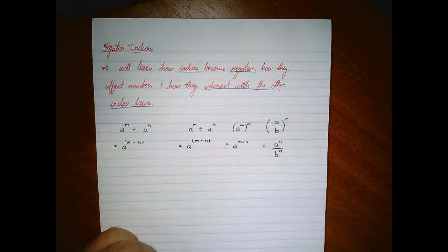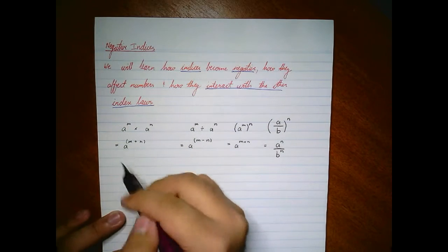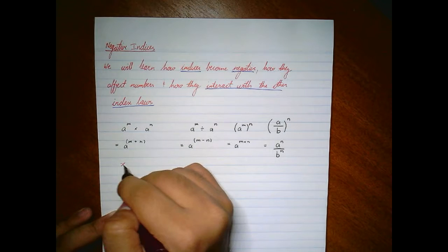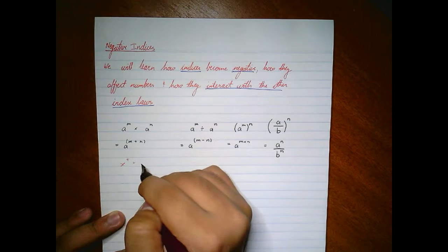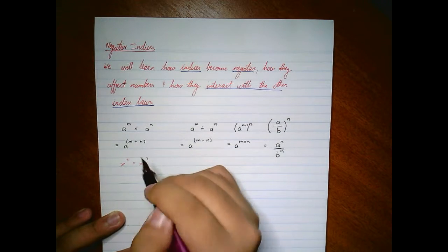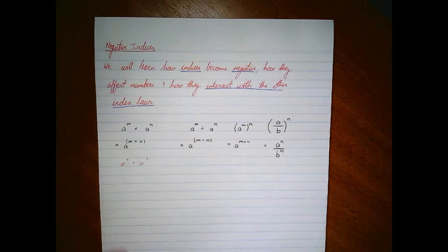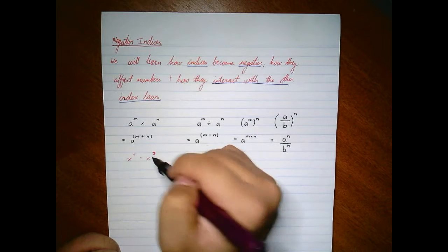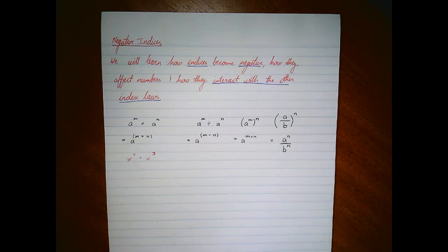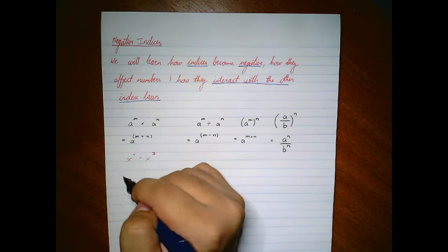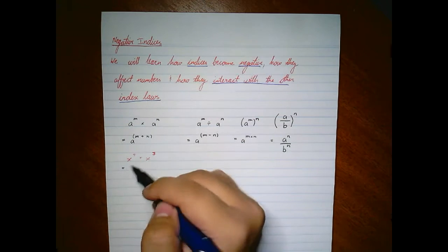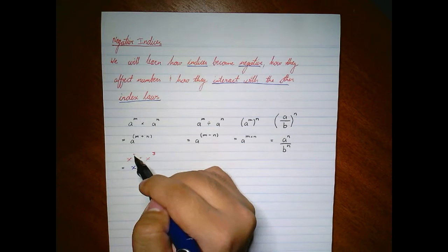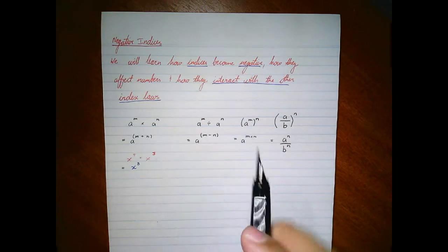And just so that we have a few examples to start off with, let's begin with an example for this one. So if we have, let's say, x to the power of 5 times x to the power of 3. That's equal to x to the power of 5 plus 3, which is 8.